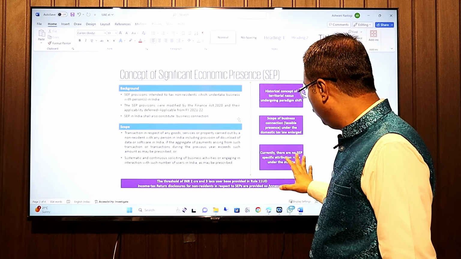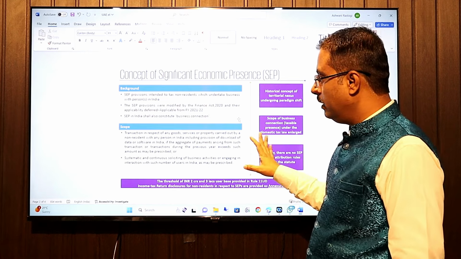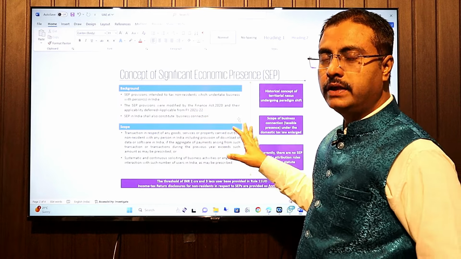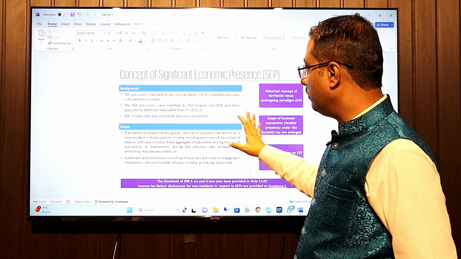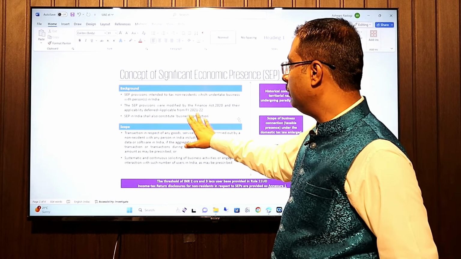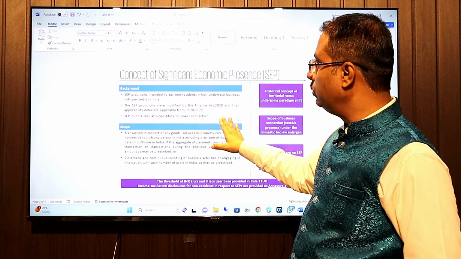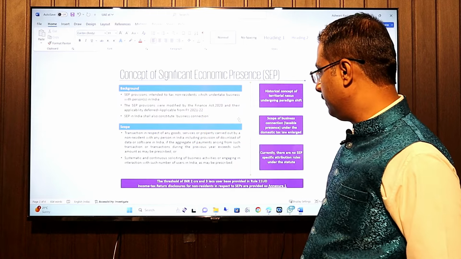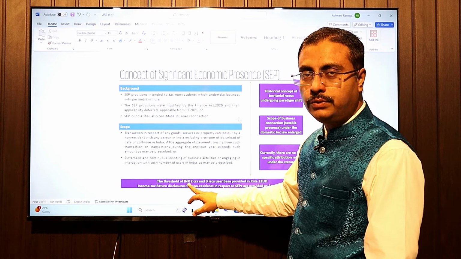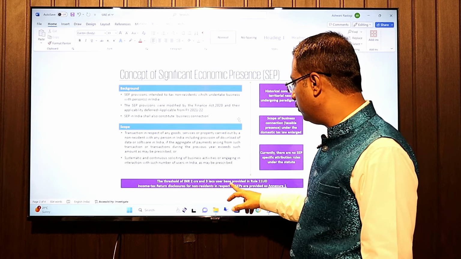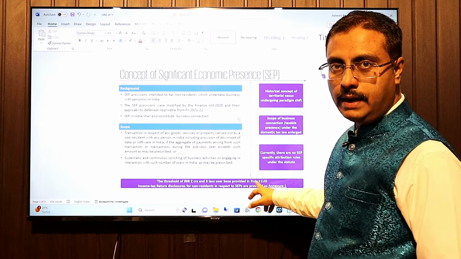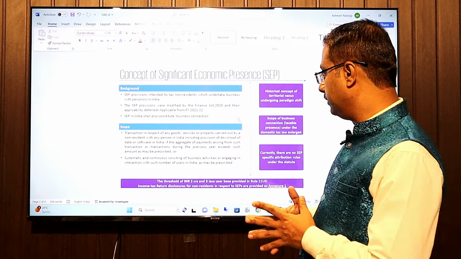Earlier there was no SEP provision. This amendment came in Finance Act 2020. After this it was deferred by 1 year and it is applicable from the financial year 21-22. So the SEP provision is there. As I said, the 2 crore threshold limit for revenue is defined, and 3 lakh number of users is defined. It is in Rule 11UD.